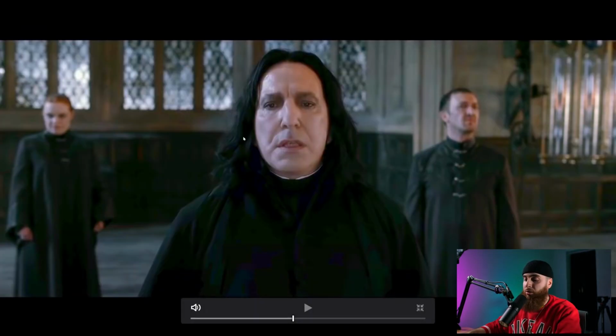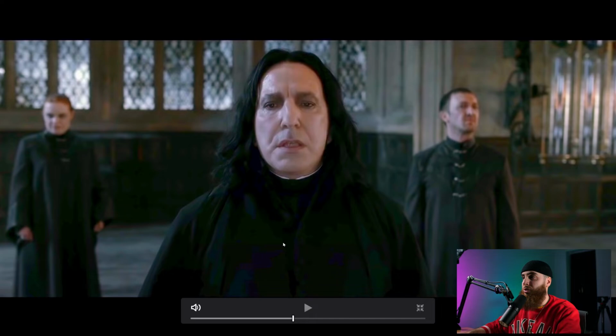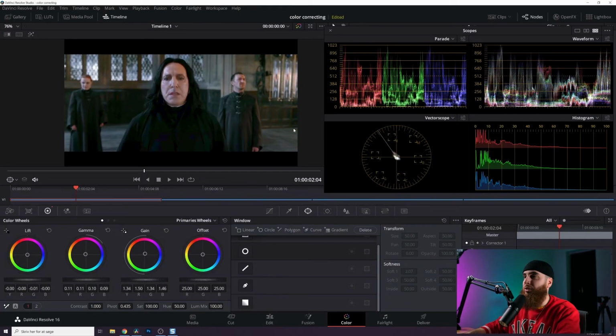But what I've done here is I've completely removed the color grade. This is the original, and I've color corrected it so you guys and girls can get a sense of what it looks like before the color grading. And the reason why I'm doing this is to show you how color grading really can add to the story.